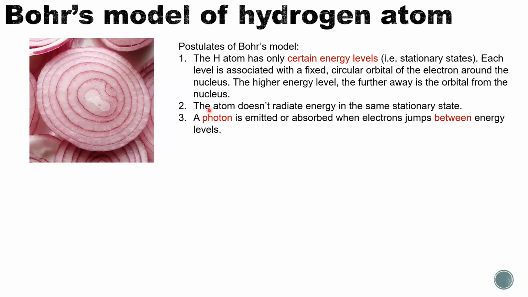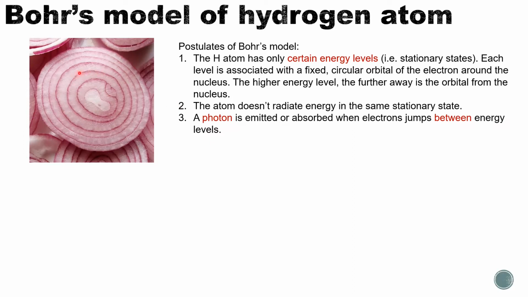Second, the atom doesn't radiate energy in the same stationary state. In other words, if electrons stay in one ring of the onion, this onion does not change. It does not shine light, and does not absorb or emit light. It's very stable. It will be as it is. Third, a photon is emitted or absorbed when an electron jumps between energy levels. Now here's where the change can be.